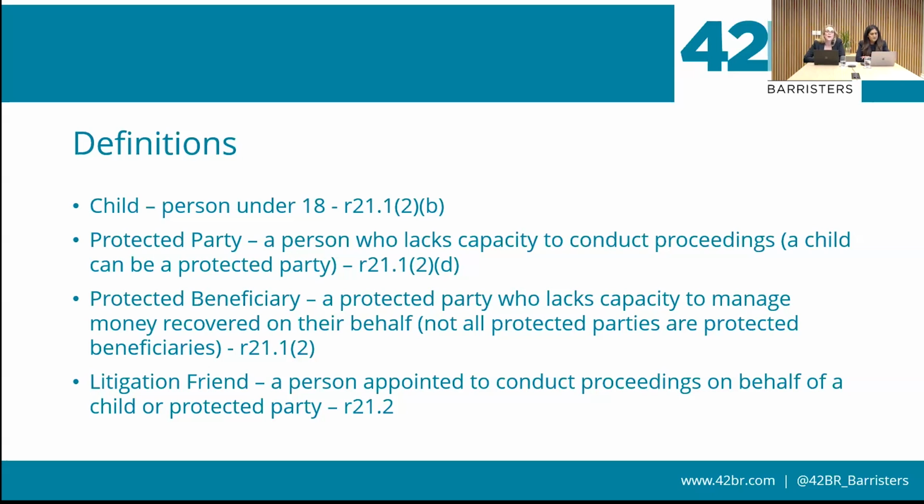So some people will be found to lack capacity to conduct proceedings, but will be found to have the capability to manage their own money. So they won't be a protected beneficiary, they'll only be a protected party. If you're both, then there are extra safeguards in place for those individuals. And then finally, a litigation friend, someone appointed to conduct proceedings on behalf of a child or protected party, and we're going to look at litigation friends in more detail in a moment.